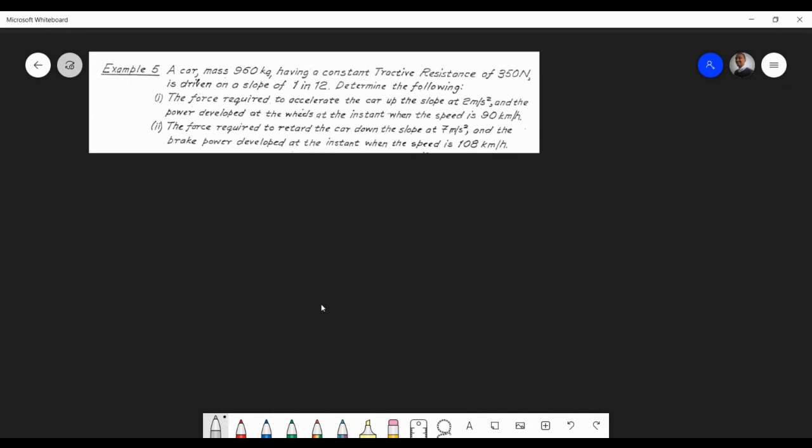The force required to retard the car down the slope at 7 meters per second squared, and the brake power developed right at that instant. So of course it's an instantaneous speed at a particular one. How much power to brake the vehicle at that time? So first things first, we have to draw a vehicle. So we'll draw it over here. We can have it like this maybe.